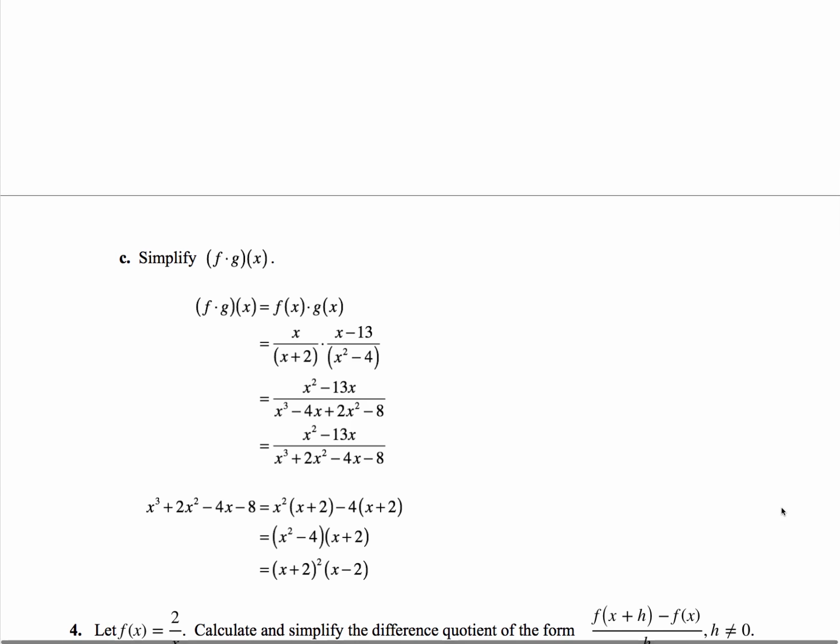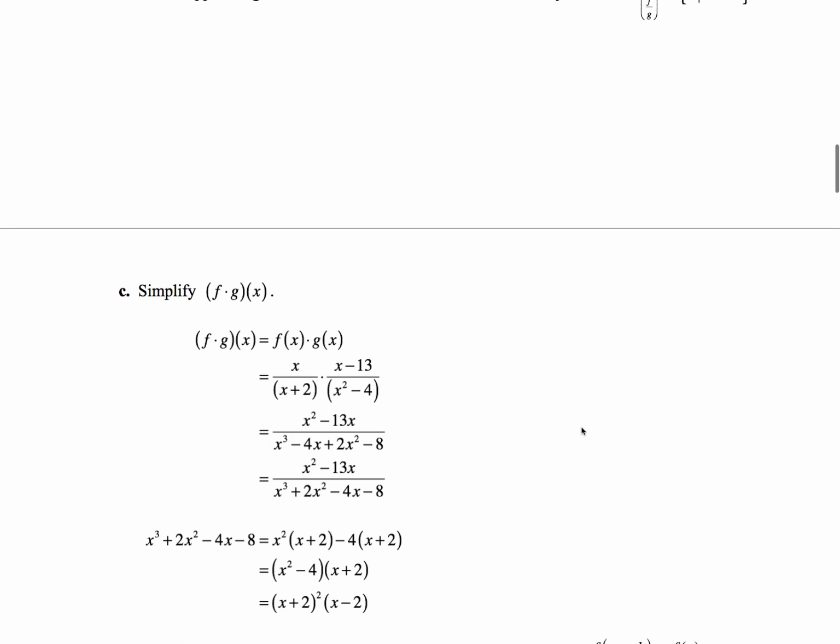And finally, the last part of that question has us multiply these two. And so when we do that, we multiply the x times the x minus 13, gives us x squared minus 13x. And in the denominator, we multiply x times x squared, gives us x cubed, x times negative 4, which gives us negative 4x, 2 times x squared, which gives us positive 2x squared, and 2 times negative 4, which gives us negative 8. Then we order those four terms in descending order and factor those.